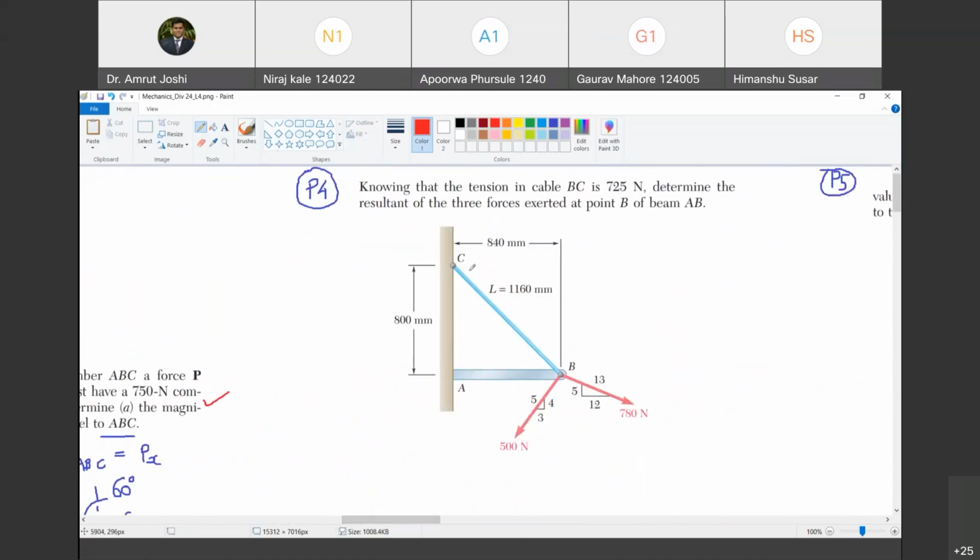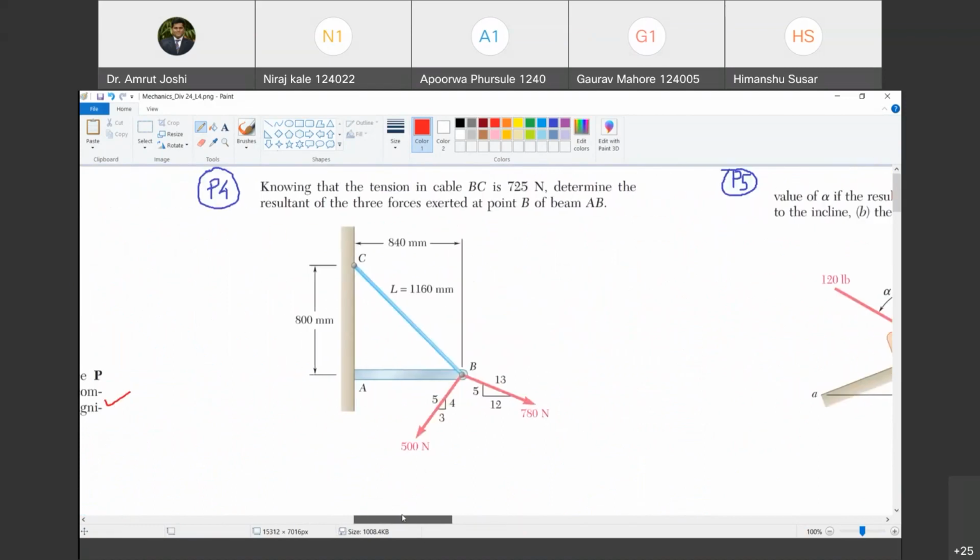Now can you read problem number 4 for me? Oh, it's already 26. So we will stop here and we will solve these two problems in the next class. Are you with me?